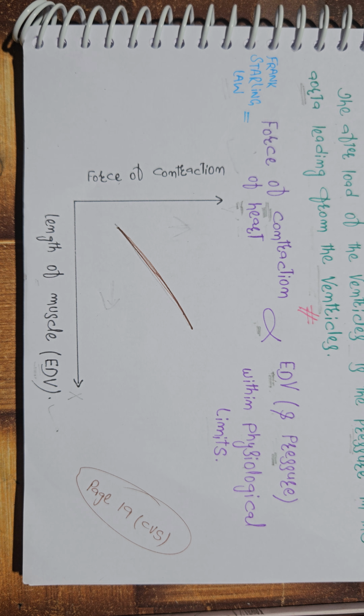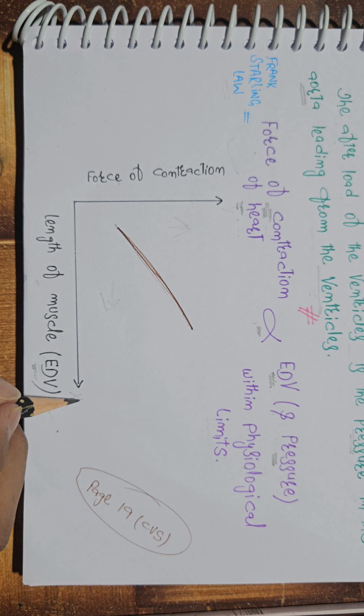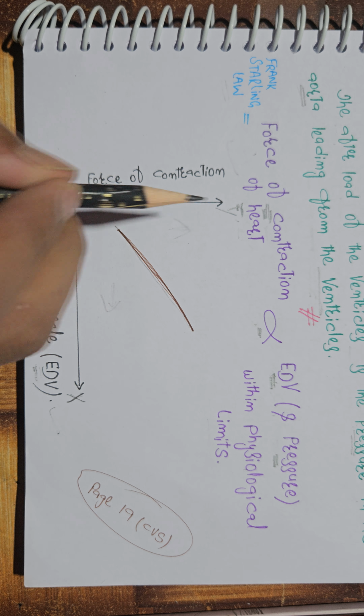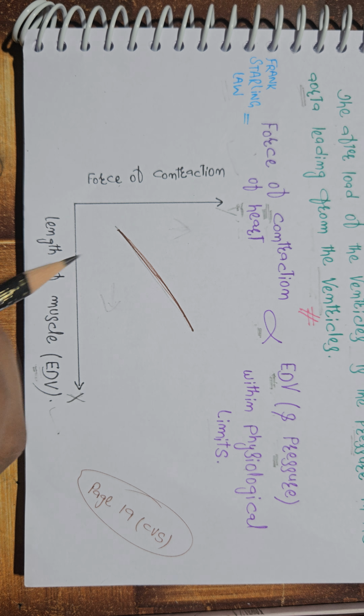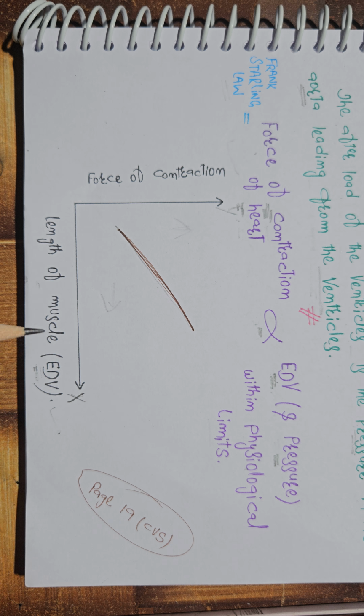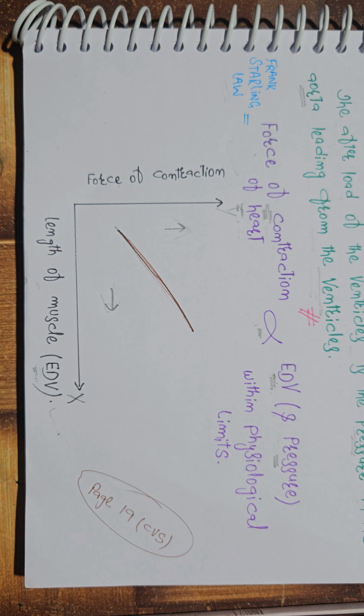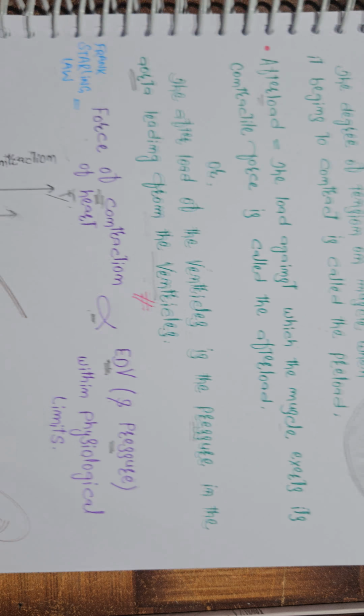If we plot a graph between the end diastolic volume on the x-axis versus force of contraction on the y-axis, we get a straight line. We get a direct proportion relationship. The more the end diastolic volume, the more is the force of contraction of the heart. Simple. Clearly. So what is the reason?